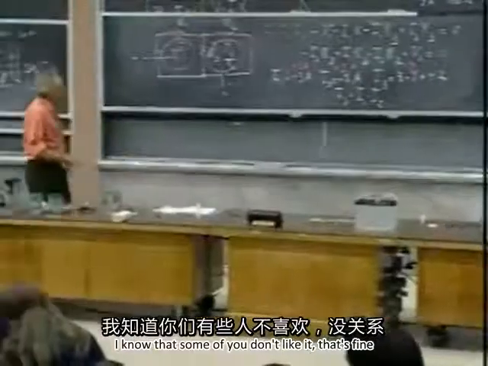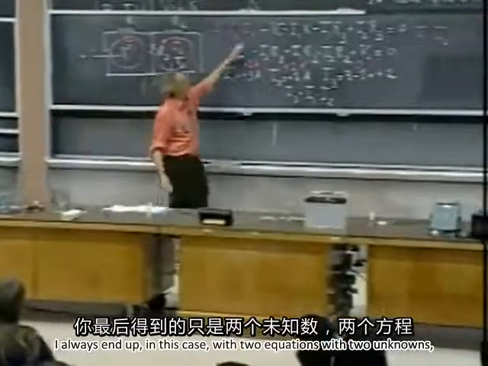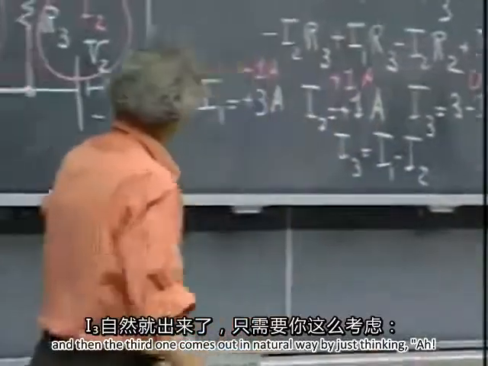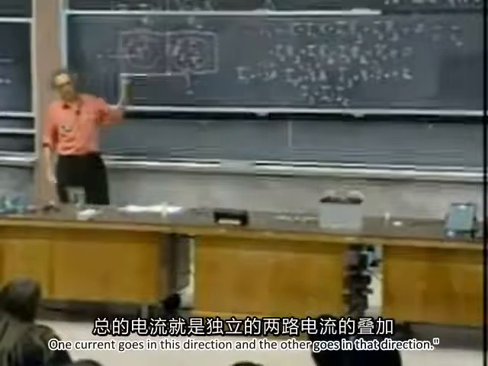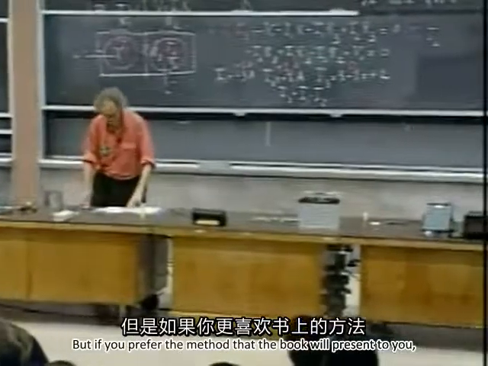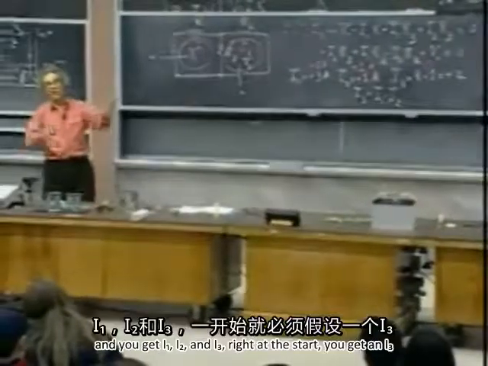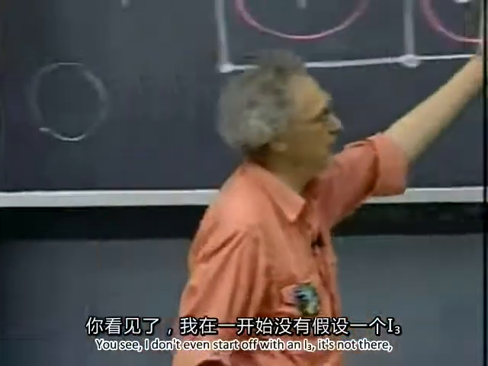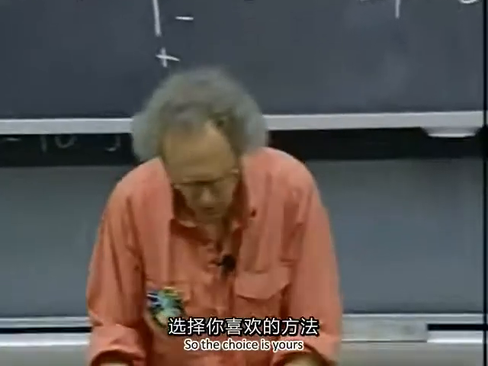I like this idea of a closed loop current. I know some of you don't like it, it's fine. The reason why I like it is I always end up, in this case, with two equations with two unknowns. I solve for I1, I solve for I2, and then the third one comes out in a natural way by just thinking, one current goes in this direction and the other goes in that direction. But if you prefer the method that the book will present to you, you get 3 equations with 3 unknowns, and you get I1, I2, and I3. Right at the start, you get an I3. You see, I don't even start off with an I3. It's not there, it comes in later. So the choice is yours.